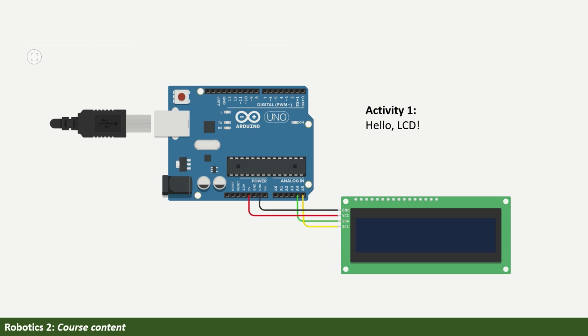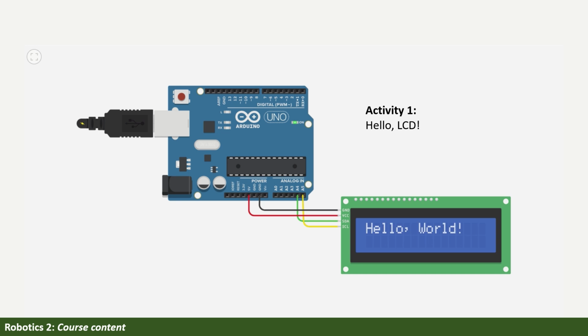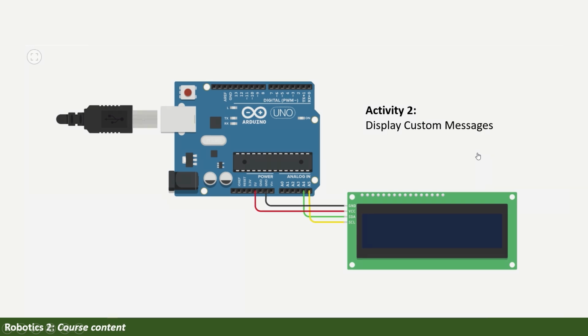So that's activity number 1, Hello LCD. This one is just very simple. What we want to focus on in activity 1 is how you install the LCD library, because before you can use the LCD, there should be an LCD library installed on your program.